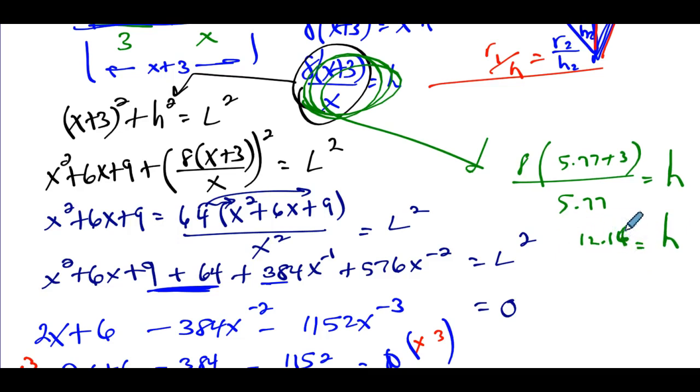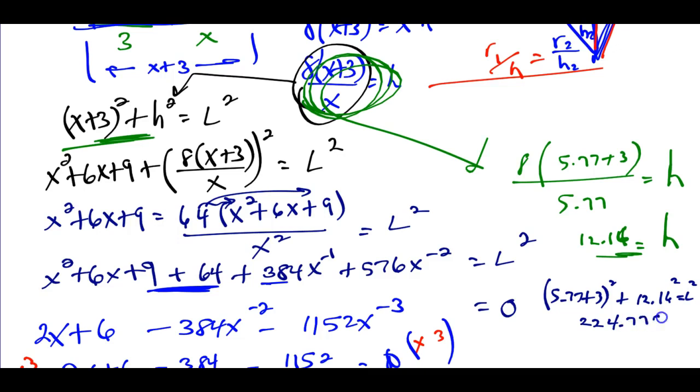Sorry, my pen. And then I would take this height and the x and plug it back into here. 5.77 plus 3 quantity squared plus 12.16 squared is L squared. This will turn out to be around 224.7785. And then if I take the square root of that, I'll get the length around 15, approximately.